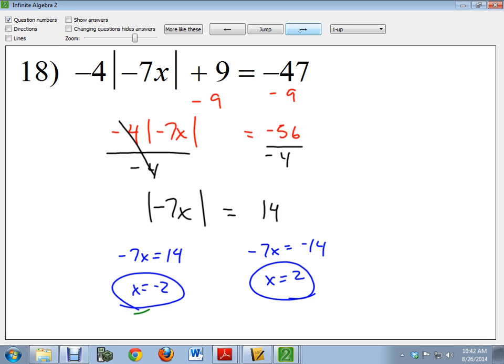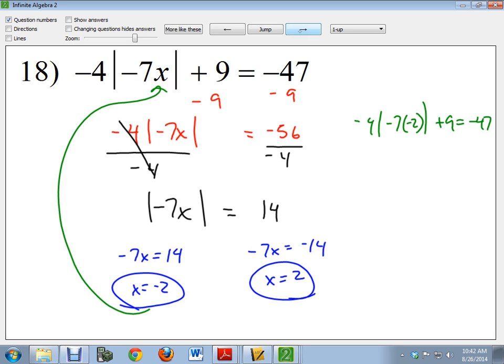So we're going to take the negative 2 and plug it in. Negative 4, absolute value of negative 7 times negative 2, close absolute value, plus 9 is supposed to be equal to a negative 47. And we'll calculate this out. I always start by calculating the inside of the absolute values, just like it is a set of parentheses. So that would be a positive 14 in there, plus 9 is equal to negative 47.